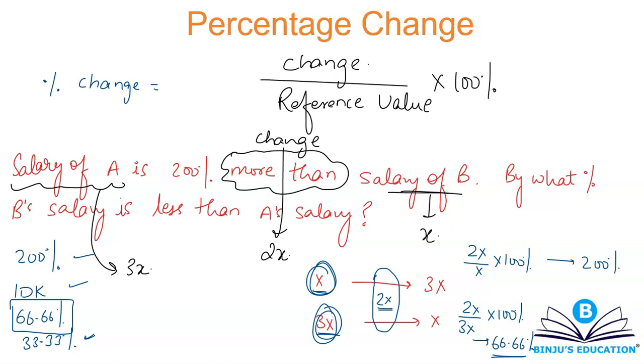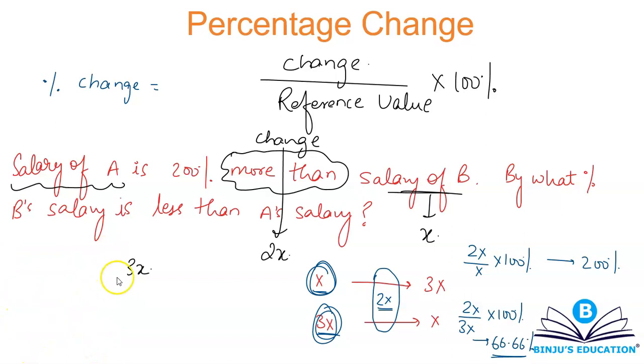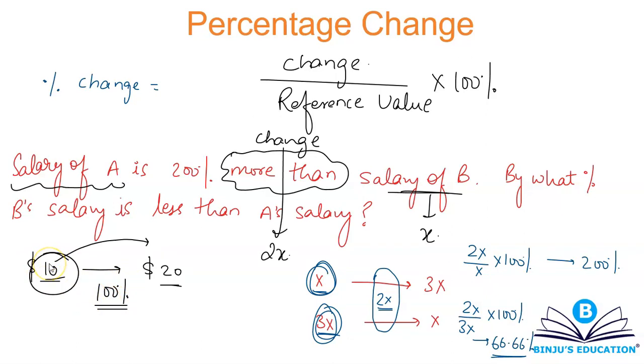One more thing, this is just information. If your value, let's suppose, is increasing from $10 to $20, remember that it is not necessary that you calculate percentage change only with respect to $10. You can also calculate with respect to $20. It's a general notion that we calculate with respect to the initial value, and we say that the percentage increase is 100%. But you can also calculate with respect to $20.